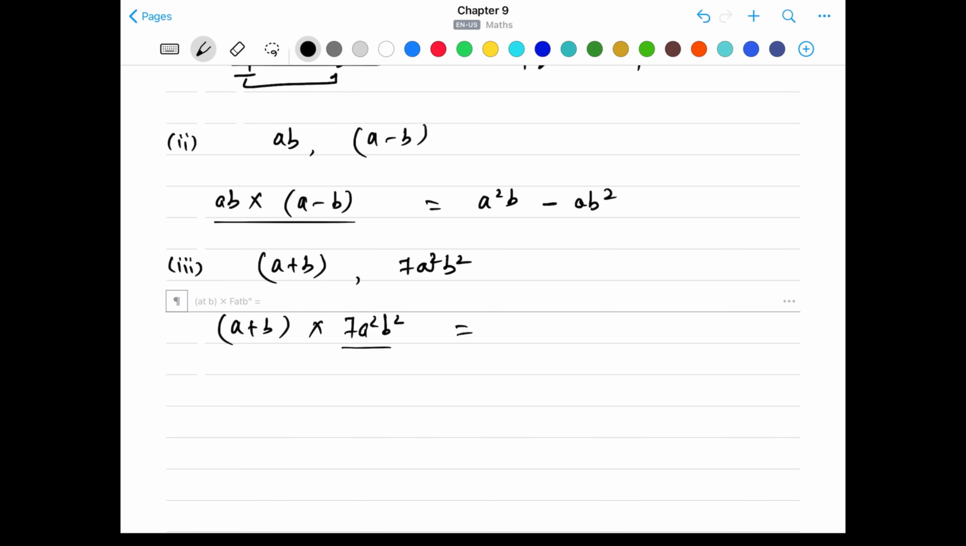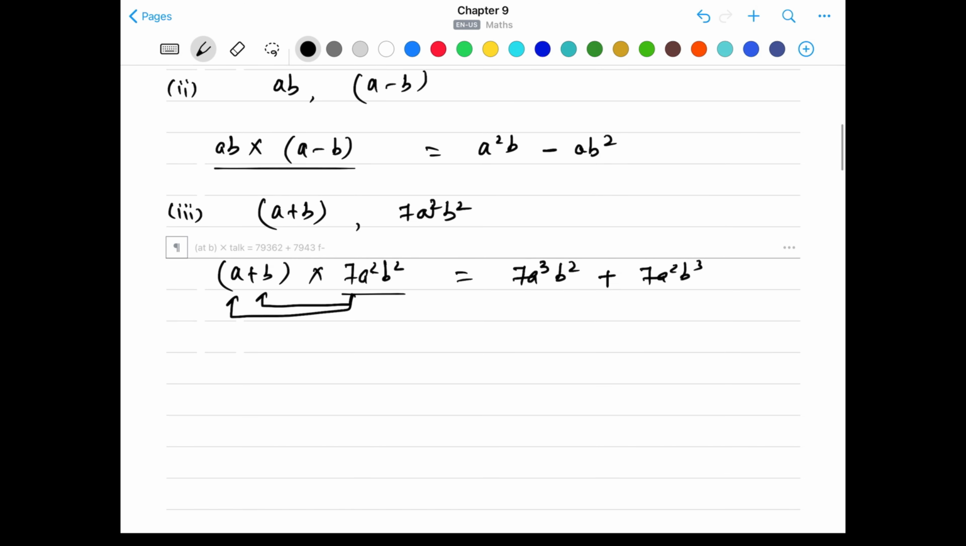We multiply this monomial to the first term of the binomial, then again the monomial to the second term of the binomial. So 7a square b square into a will result in 7a cube b square. Then we'll write plus, because we are multiplying this to a positive term. So 7a square b square into b will result in 7a square b cube. Okay, so that's the answer. Let's see the next one, which is part 4.